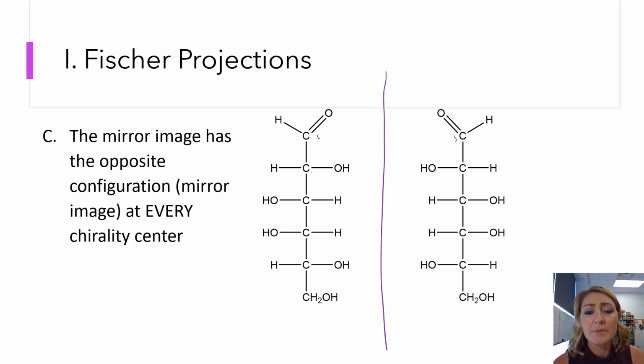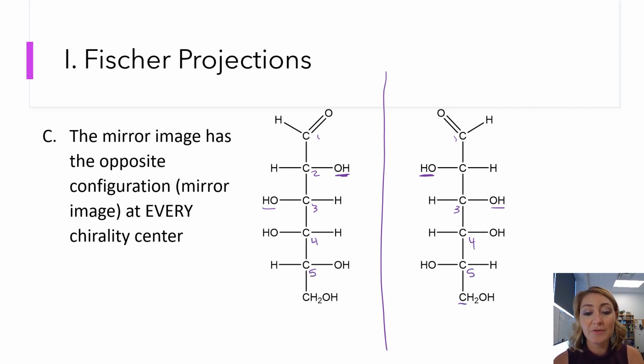But starting with carbon number 2, notice that my hydroxyl group is on the right. It's closest to the mirror. So the enantiomer should have that OH group on the left, closest to that mirror, just like a mirror. Carbon number 3, the OH groups are furthest away from the mirror. They are opposite of each other. They're the mirror images. And this happens for carbon 4 and carbon 5, which is our last chiral carbon.